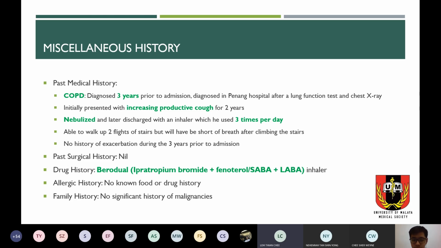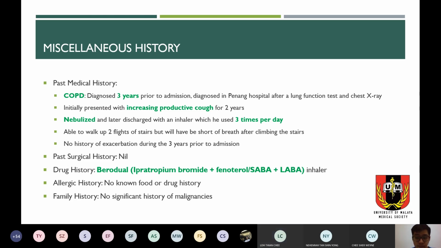So he said bathing is fine, dressing is fine, walking to the shop is okay. Walking with friends to the shop, no problem. But climbing stairs, he gets breathless. On flat ground he can walk. Going up the stairs is probably not too bad. He can still go 2 flights, but after 2 flights he gets short of breath. I see. All right. No history. 3 years. Okay.